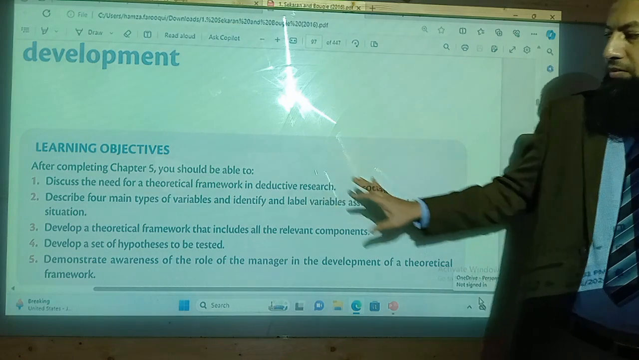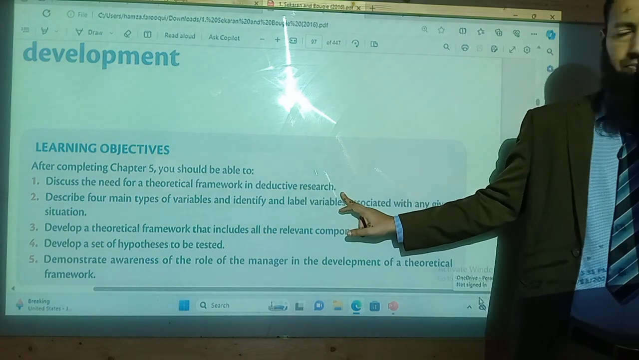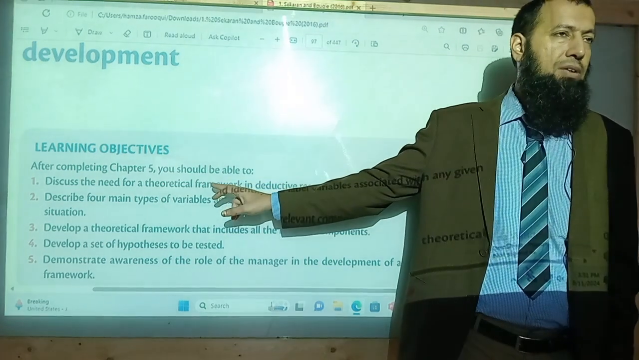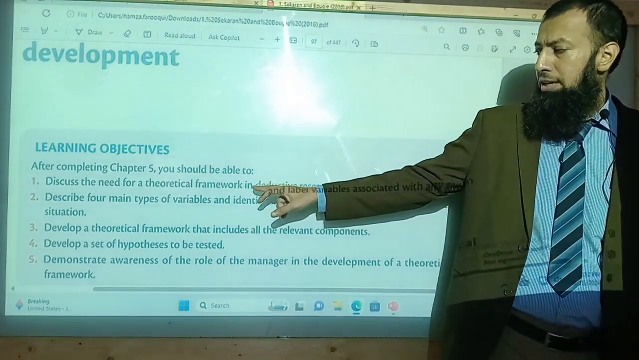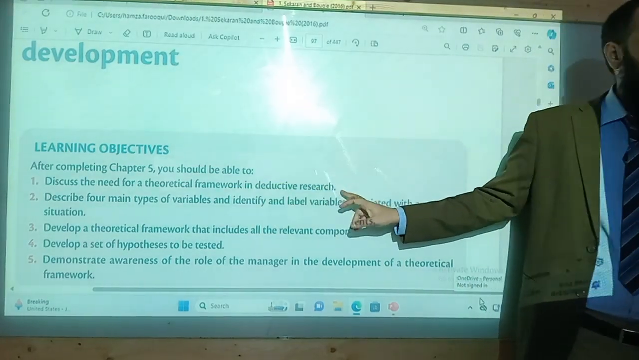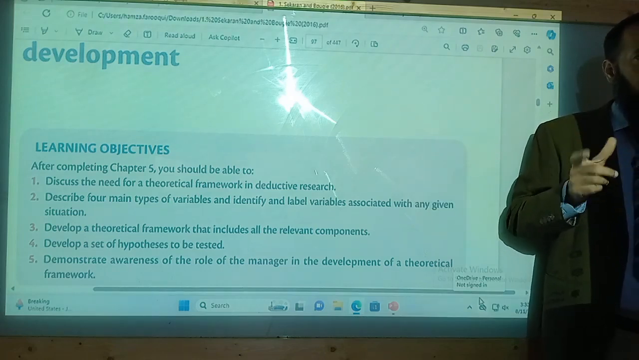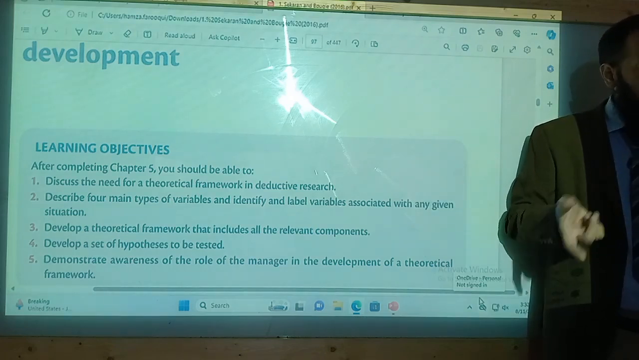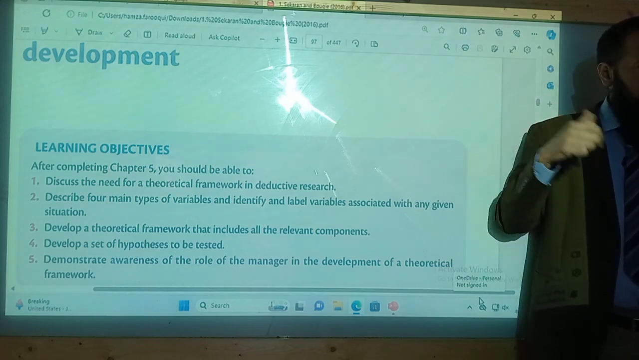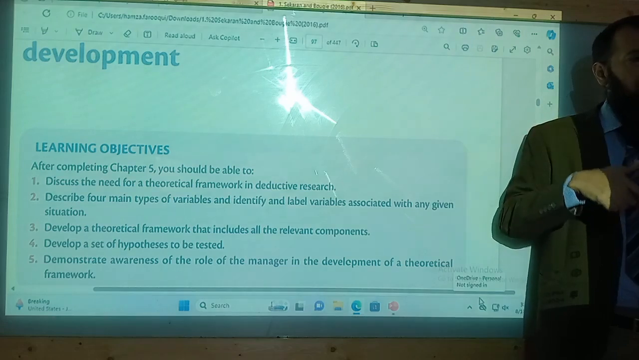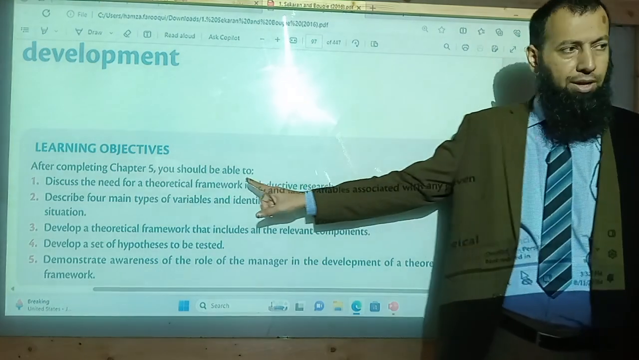What we will be covering: we will be discussing the theoretical framework and deductive research. Theoretical framework is a very important part of research. Without a theoretical framework, there is no deductive research. Every deductive reasoning, deductive research, deductive approach requires you to develop a theoretical framework. What we have learned in the last lectures about the deductive approach is possible through the theoretical framework.